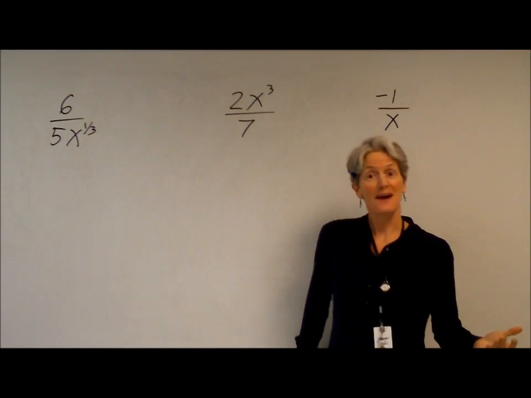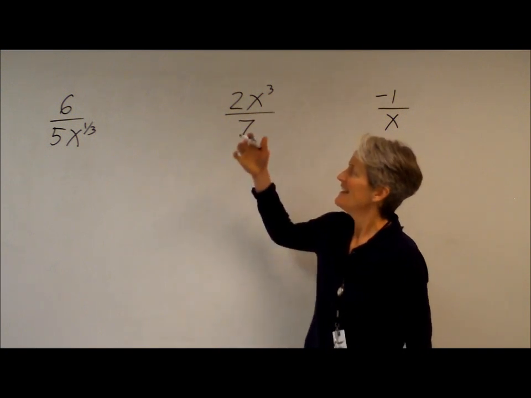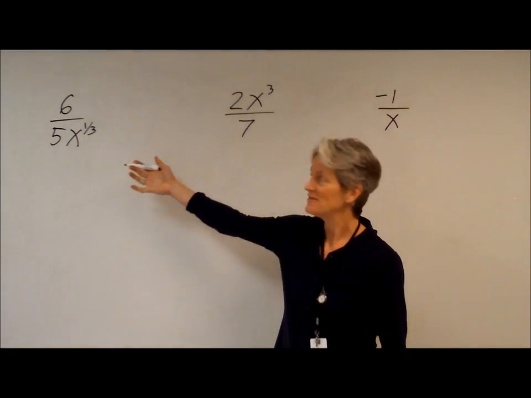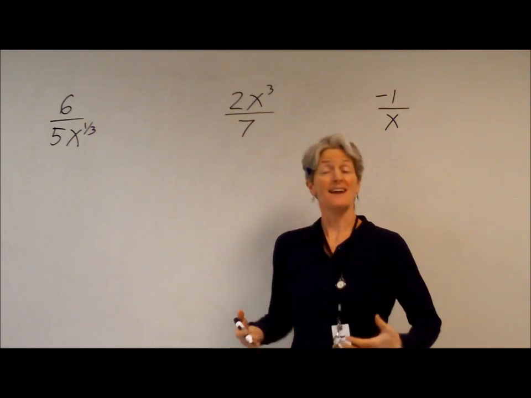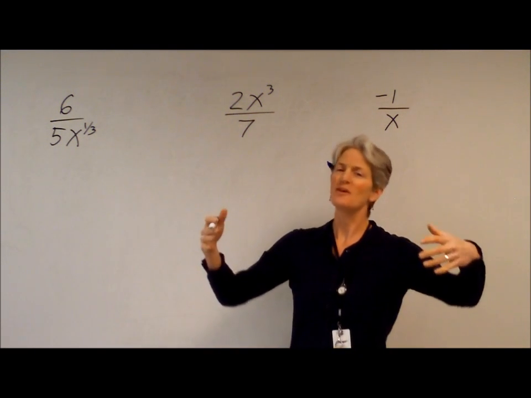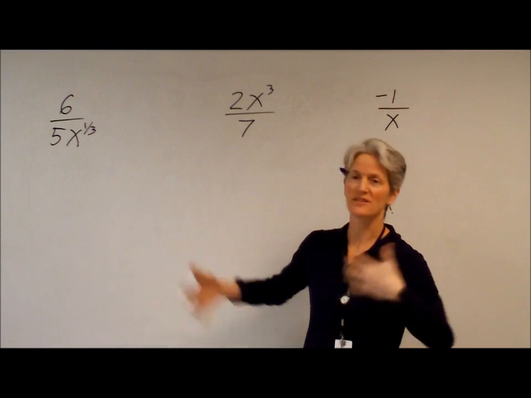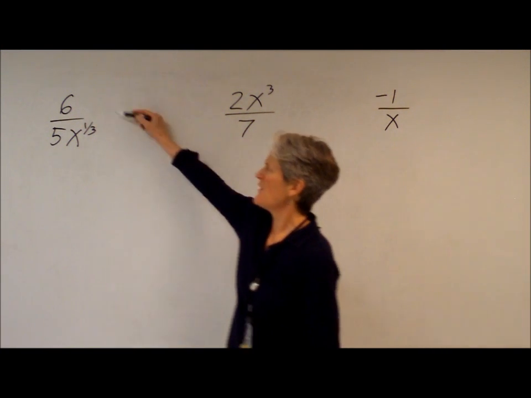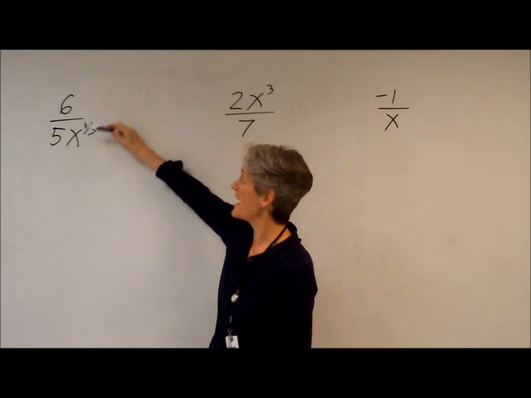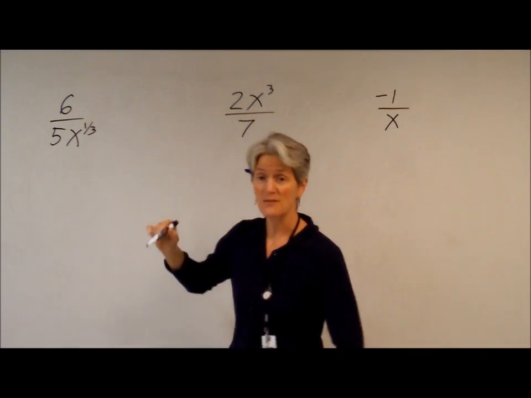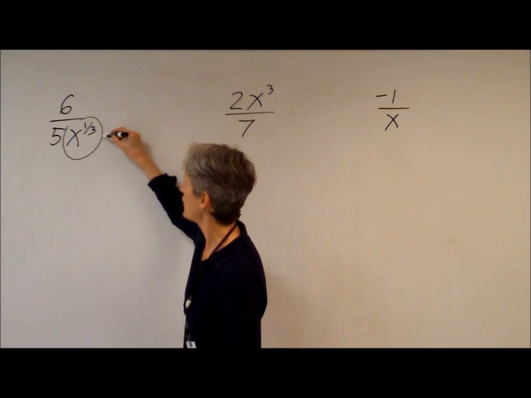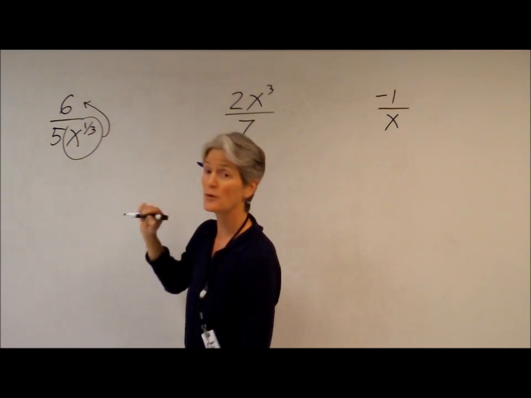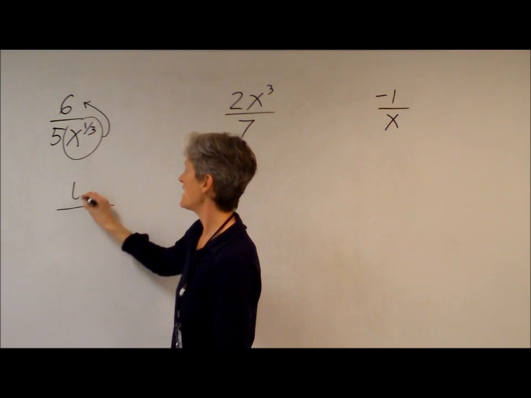Let's try to go the other way now. Now our mission is to rewrite each expression so that I'm using negative exponents. And again, you'll see why we're doing this. Right now we're just practicing so we feel comfortable. If I want to rewrite this expression so that my x is raised to a negative exponent, that involves moving my x to the negative 1/3 up to the numerator. That 6/5 is not affected at all.